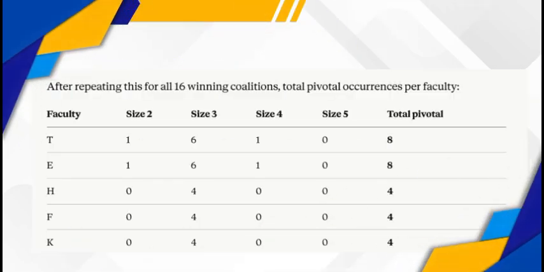After repeating this process for all 16 winning coalitions, we get this table: engineering and economics were pivotal 8 times each, but law, social science, and medicine were each pivotal exactly 4 times. Now stop and think about that for a second. Law has more seats than social science and medicine, but it's crucial the exact same number of times.